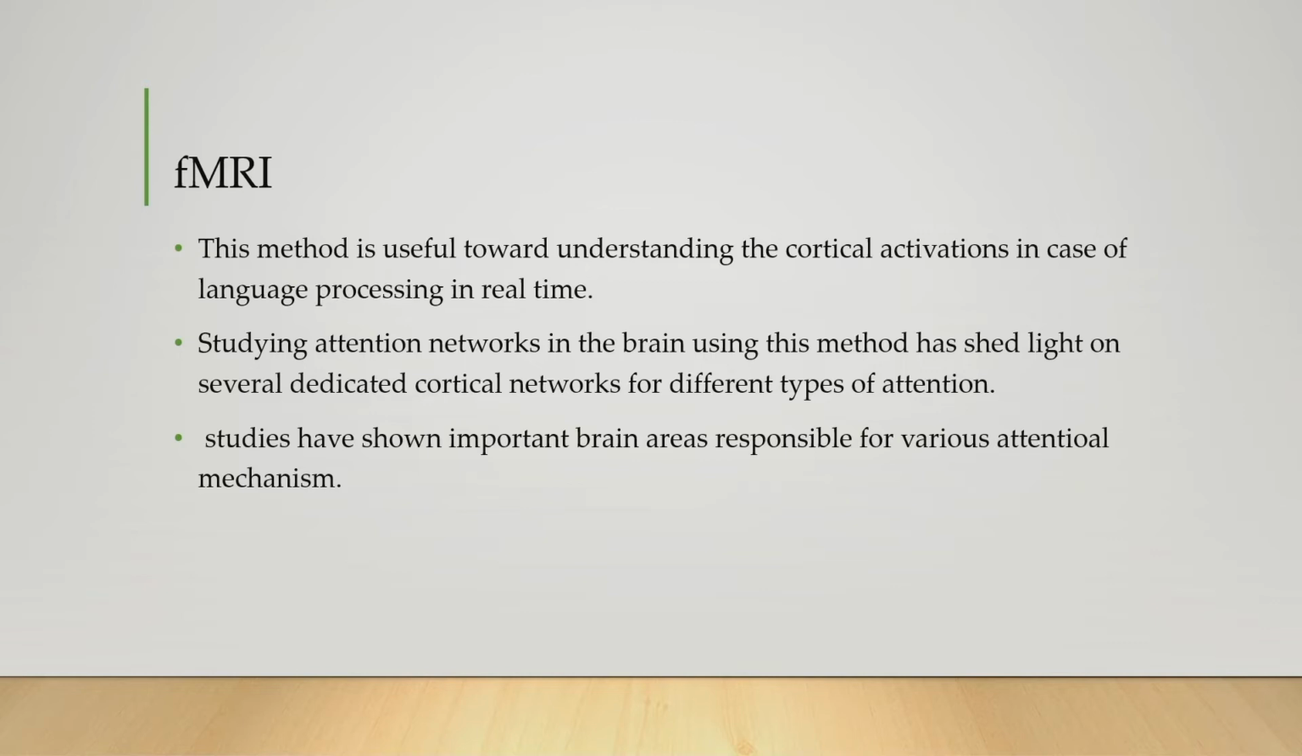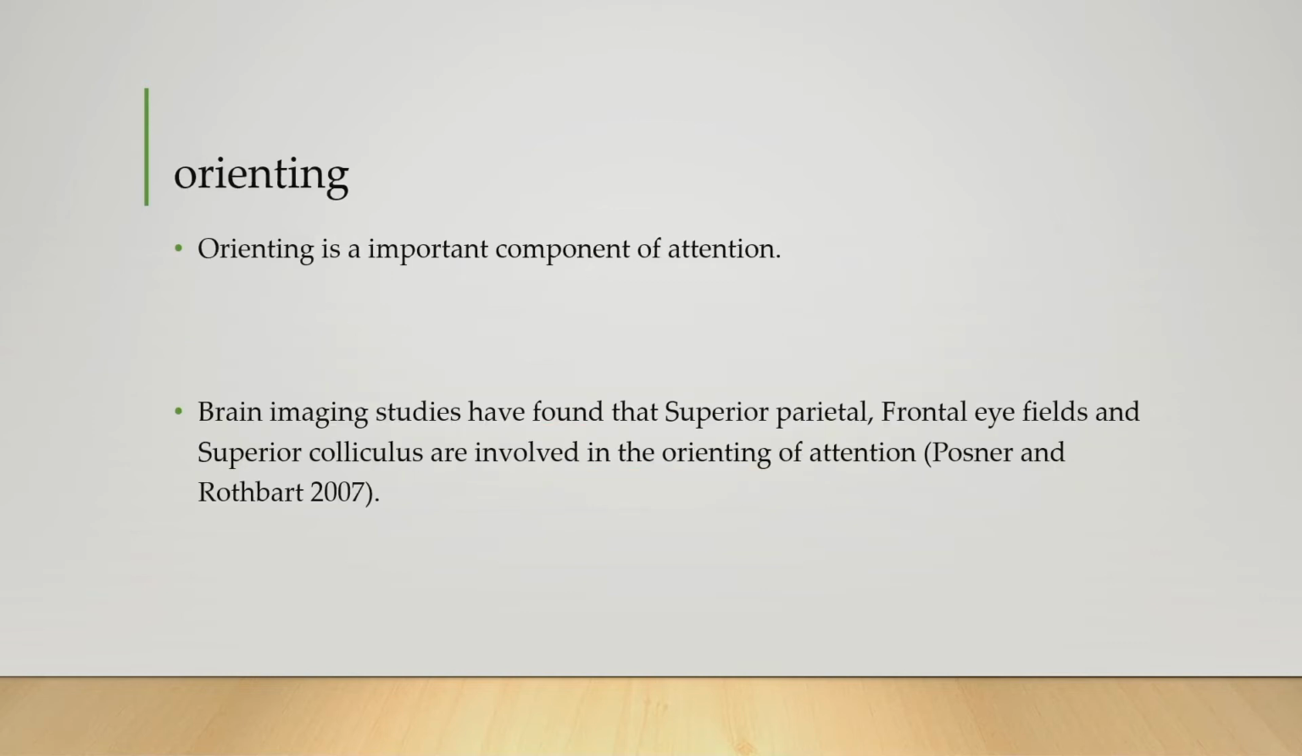So, studying attentional networks in the brain using this method has shed light on several dedicated cortical networks for different types of attention. It has also shown important brain areas as well as cortical networks. So, fMRI has been a very useful tool for us to look at the attentional deployment in humans with respect to various kinds of tasks.